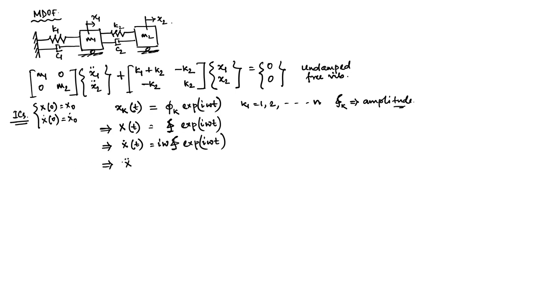Similarly, we can also go for x double dot of t, which is equal to i omega whole square, so this will be minus omega square phi exponential i omega t. Now, you can easily sense what the next task is. We have to put this expression of x double dot and x of t into the original equation of motion. So, what is the original equation of motion? M x double dot plus k x is equal to 0, right.